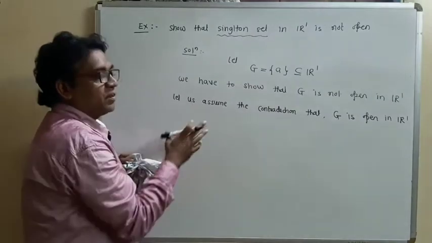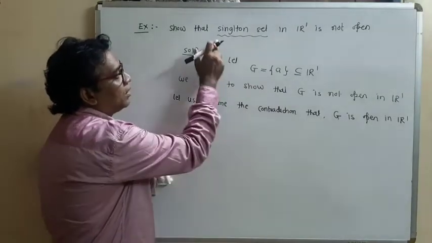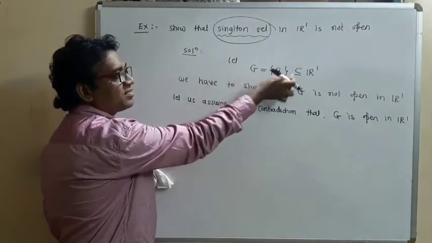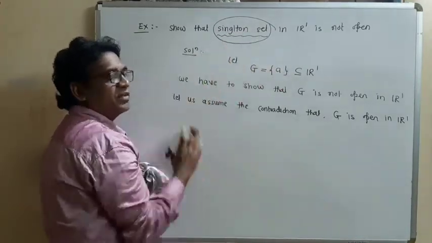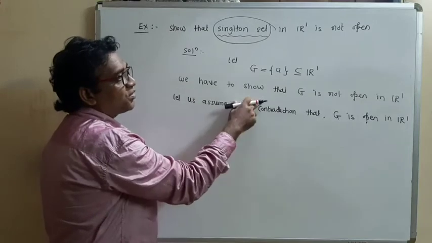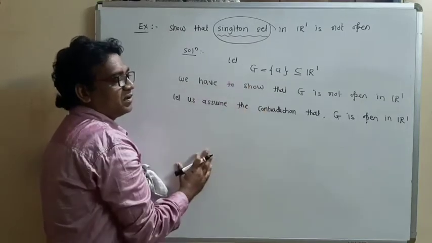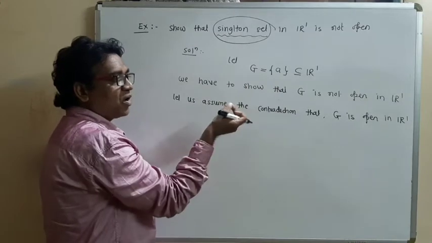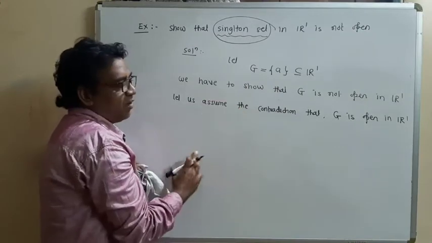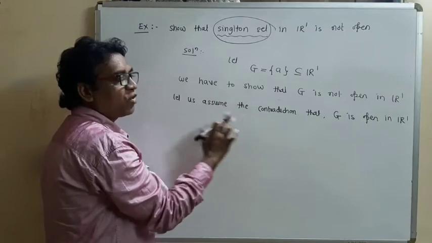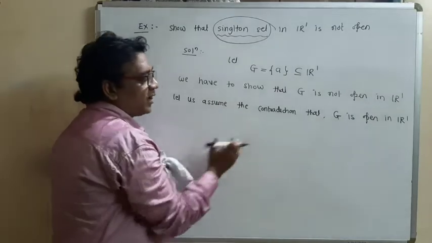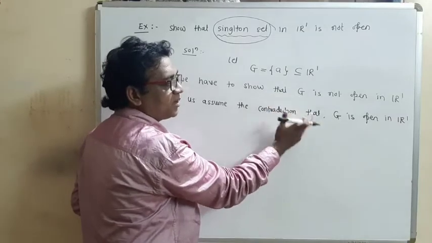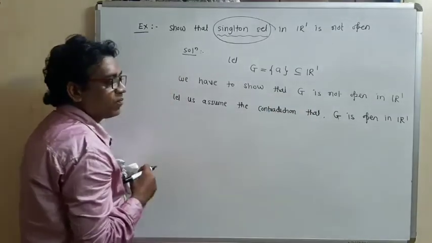So see what are the steps. We require some singleton set in R1, so let us take G as a singleton set which is in R1. Now we want to show that G is not open in R1. This is a negative type of statement, so how to prove it? Always we use the method of contradiction. So let us take the contradictory statement that suppose G is open in R1.